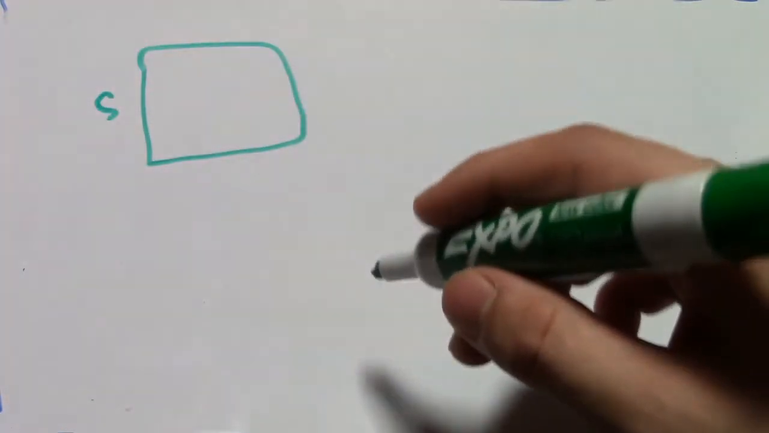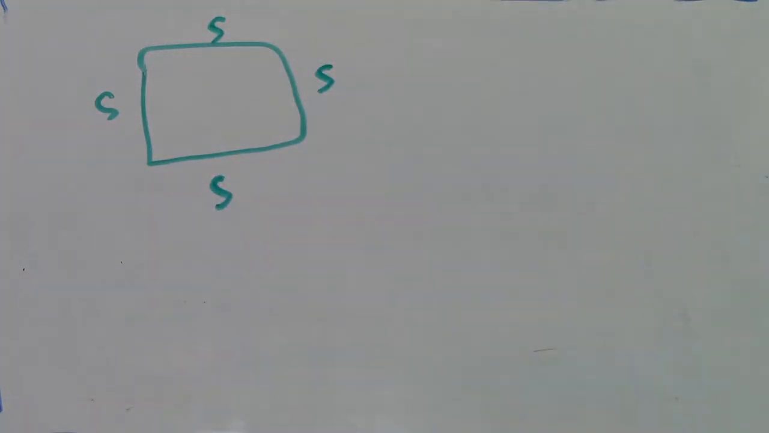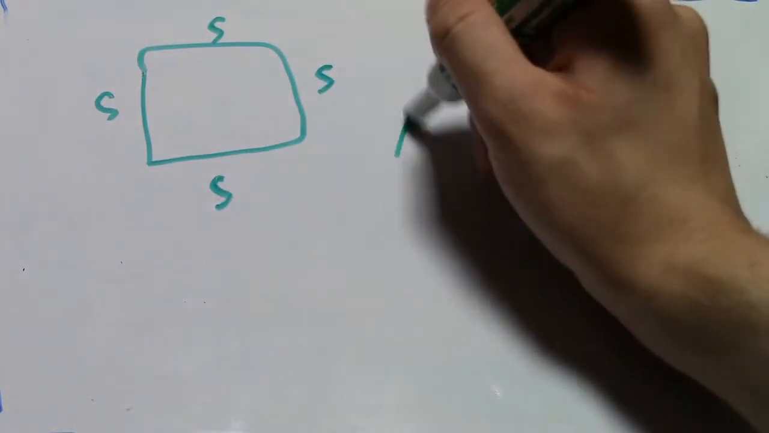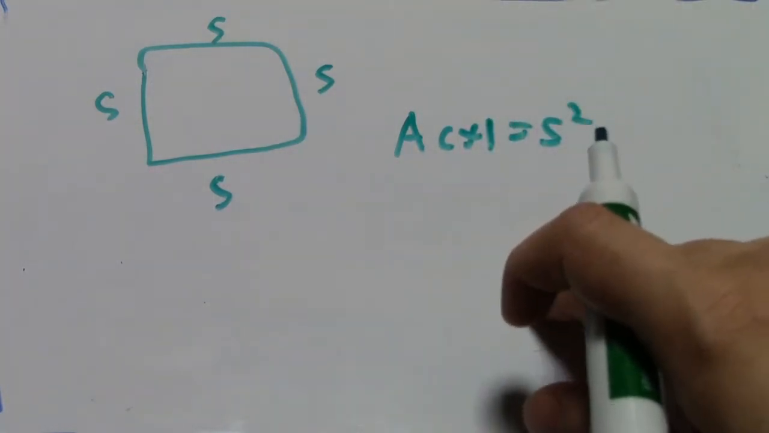Alright, now the first cross-section we need to figure out the area of is the square, which has side length S here. Now keep in mind it's a square, so these are all S. Hopefully you should know this automatically, but we multiply these two sides together, and we find out that the area of a square is S squared. Hopefully this explanation wasn't needed.